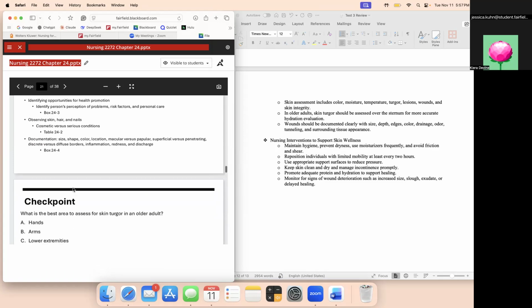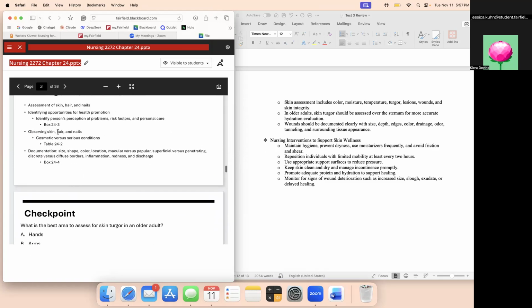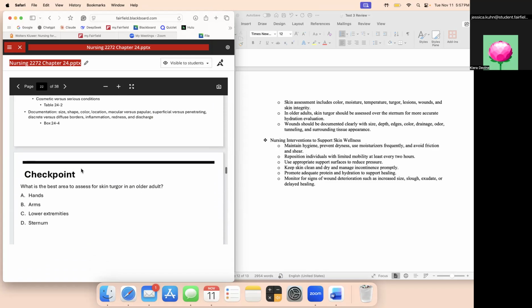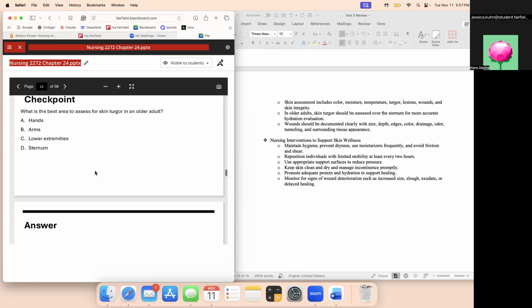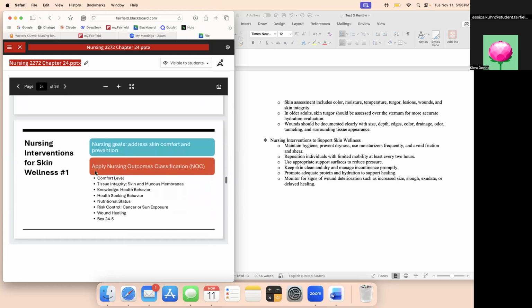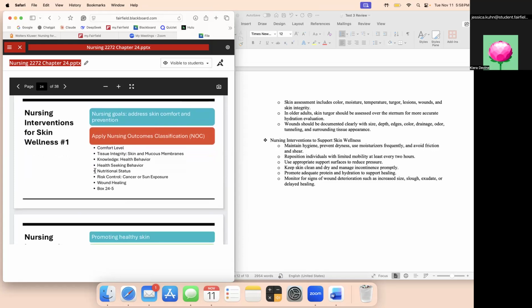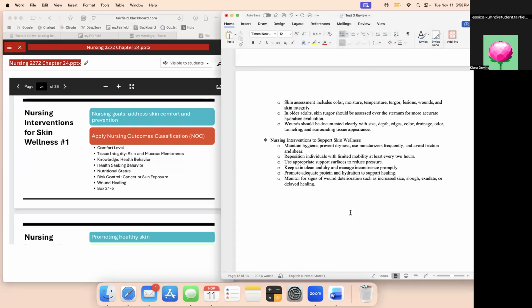For the nursing assessment we talked about, it looks like she references a couple of boxes and tables here. The checkpoint is where to check for skin turgor. We're going to do the sternum. Then our nursing interventions are going to be to maintain hygiene, prevent dryness, use moisturizers, and avoid friction and shear. The friction and shear typically comes from the sheets on the bed; pulling the sheets underneath them too hard will result in a shear.